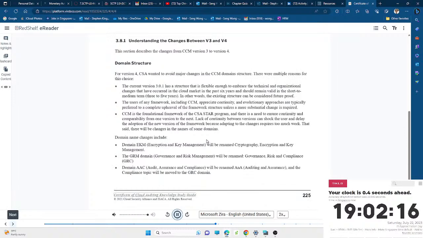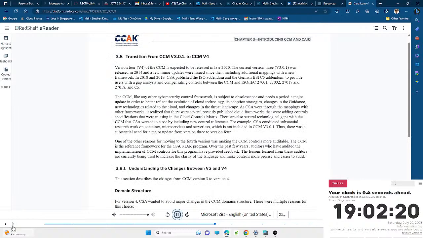225 Certificate of Cloud Auditing Knowledge Study Guide Copyright 2021 Cloud Security Alliance and CCAK. All rights reserved. Chapter 3 Introducing CCM and CAIQ.